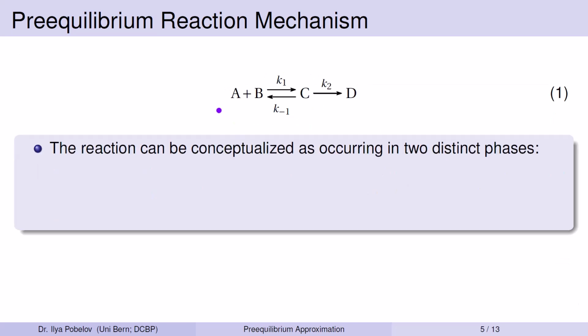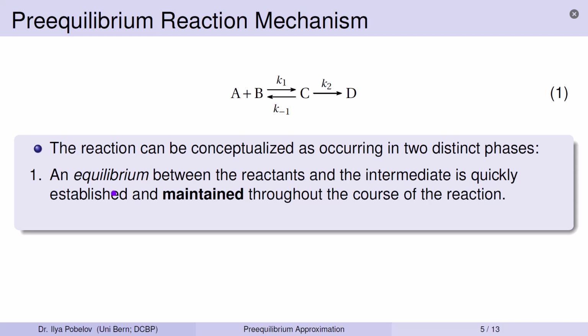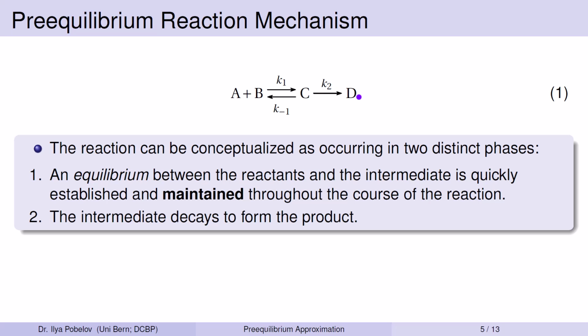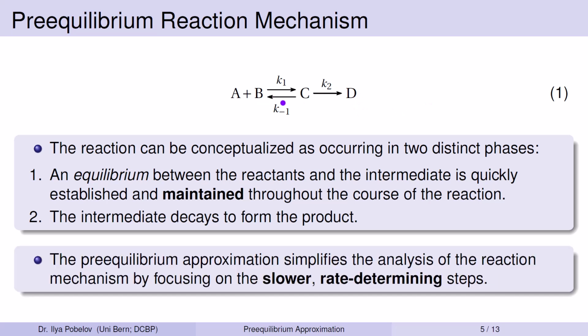Under these conditions, the reaction can be conceptualized as occurring in two distinct phases. Initially, an equilibrium is quickly established between the reactants and the intermediate. This equilibrium is maintained throughout the course of the reaction. Subsequently, the intermediate decays to form the product. The pre-equilibrium approximation simplifies the analysis of the reaction mechanism by focusing on the slower rate-determining steps.